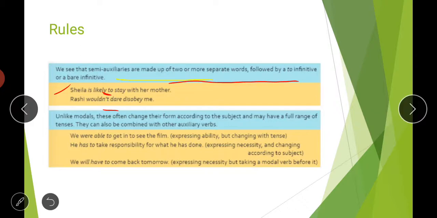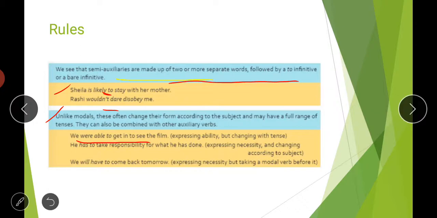Then, unlike modals, these often change their form according to the subject and may have a full range of tenses. They can also be combined with other auxiliary verbs. So, they have a full range of tenses, and they can be combined with other auxiliary verbs. So, we were able to get in to see the film.